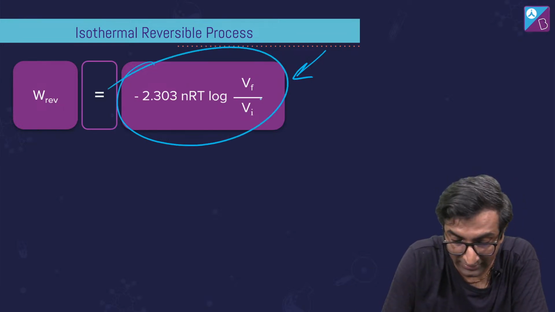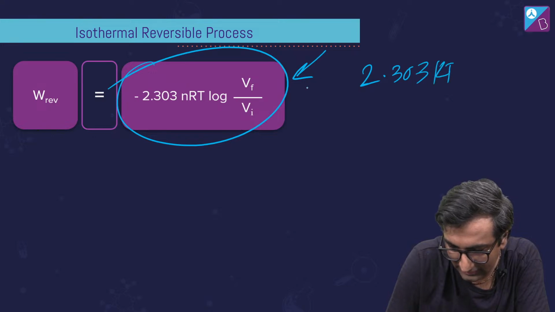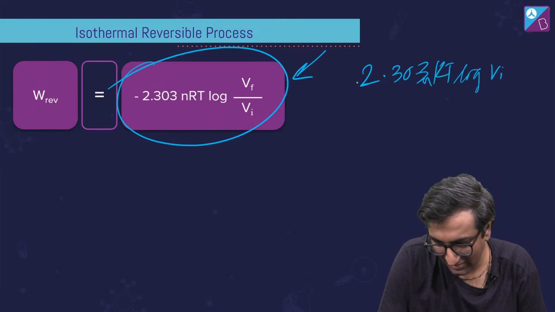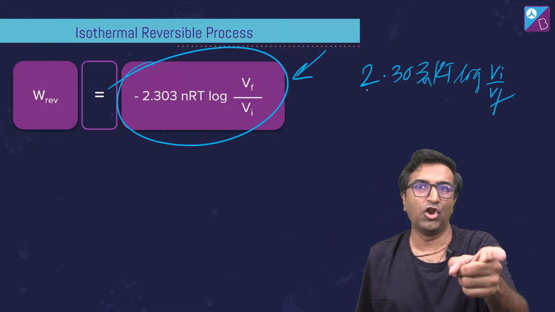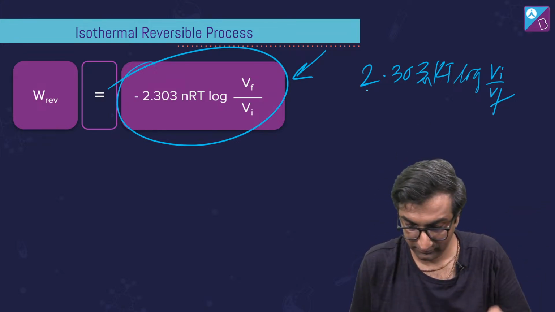If you forget the negative sign, then you got to write like this. You have to write 2.303 nRT log VI by VF. That's fine. If without negative, then it's fine. Why? Log of A by B is negative log B by A. Same idea here. Okay?